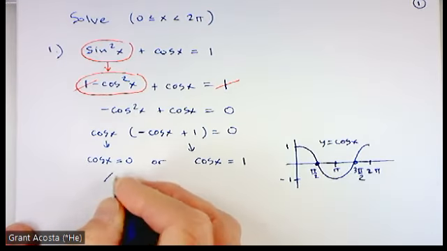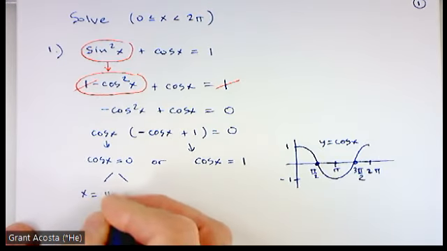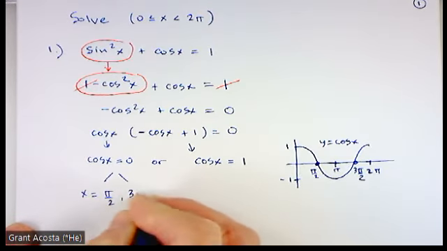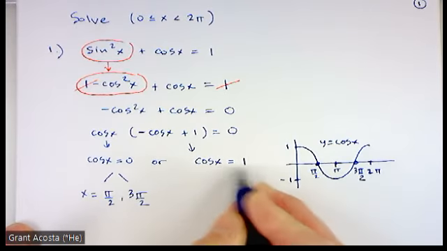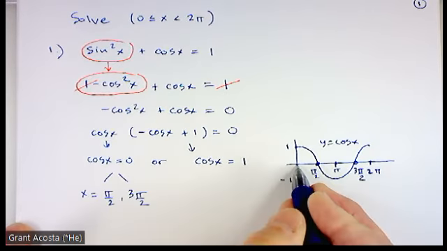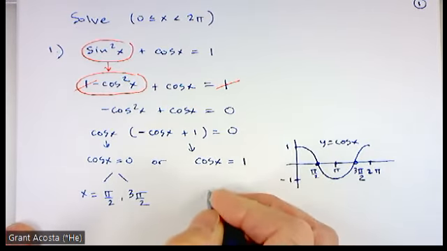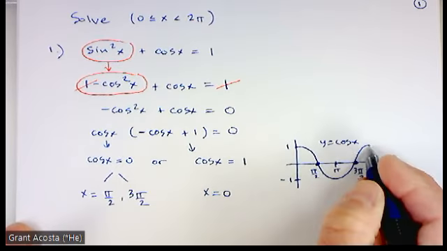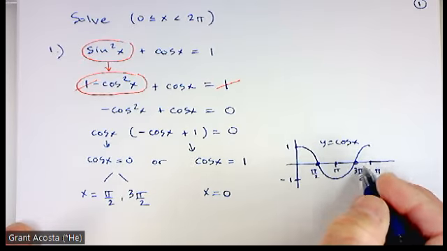So that answers this part. And where does cosine of x equal 1? It equals 1 right at 0. And the other place it does hit is at 2 pi, of course.